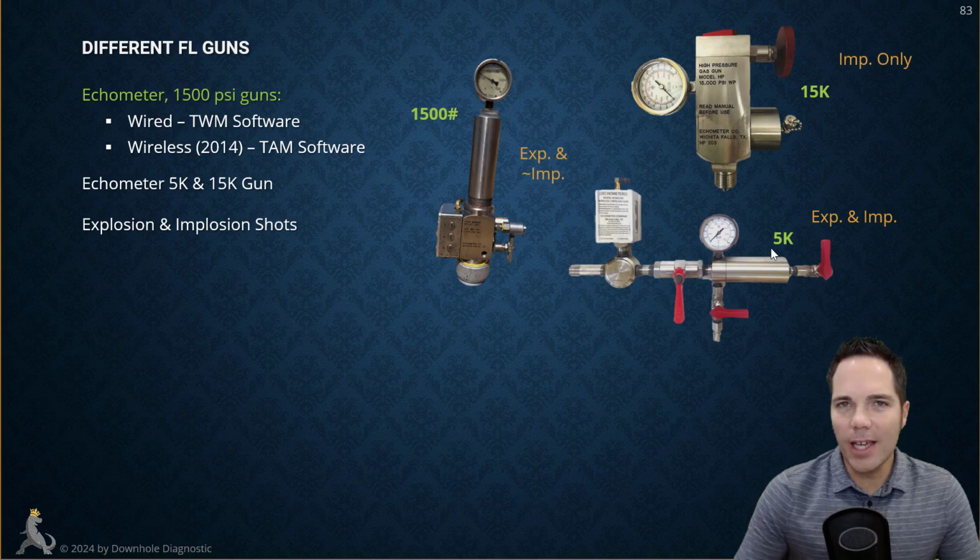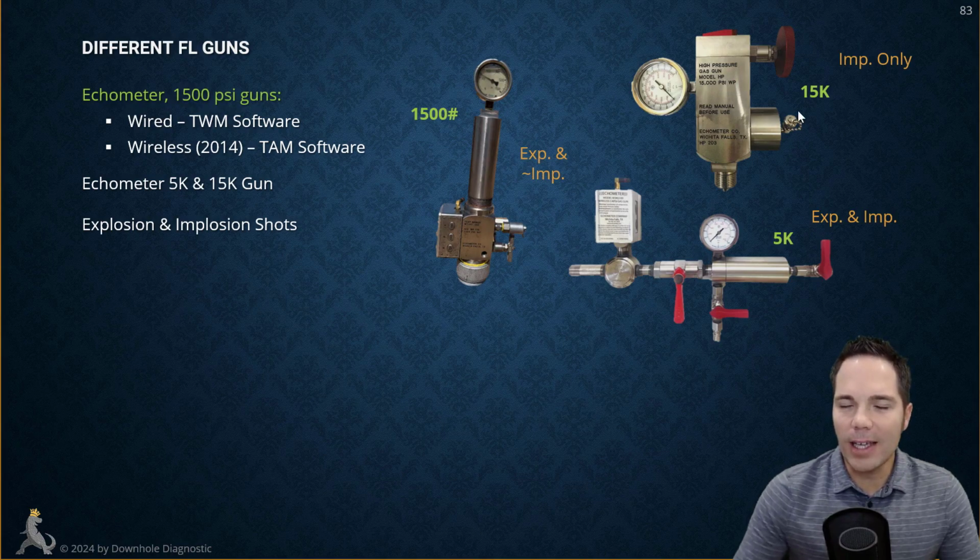Now for the 5K gun, this is designed for explosion or implosion. You can do both of them equally well. Here is the volume chamber. This is where you would connect to the well right here, and this is the valve that you're going to open. So instead of that little sliding gas valve we looked at, it has a manual valve that you are going to open with your hand. And so you can shoot energy from here to the well or back into your gun, no problem. And it doesn't matter which way you shoot, it's creating a pressure pulse that's traveling down the well.